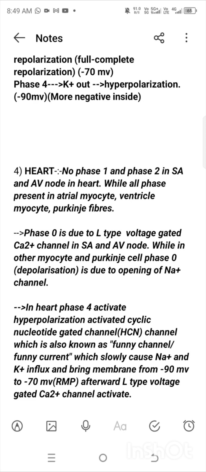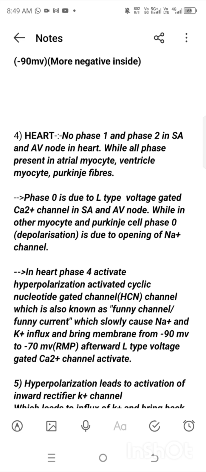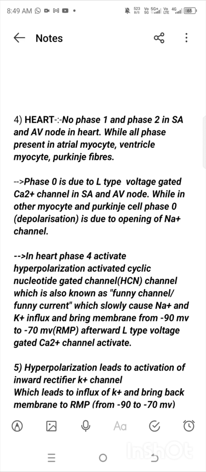Phase 0 is due to L-type voltage gated calcium channels in the SA and AV node, while in the rest of the cardiac conduction system, myocytes and Purkinje cells, phase 0 depolarization is due to opening of voltage gated sodium channels.